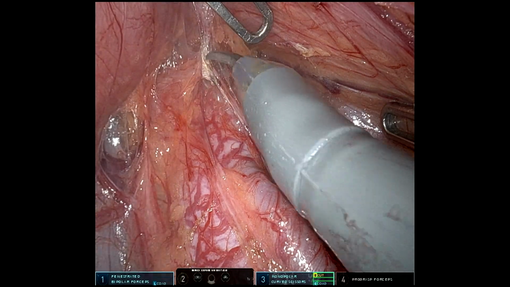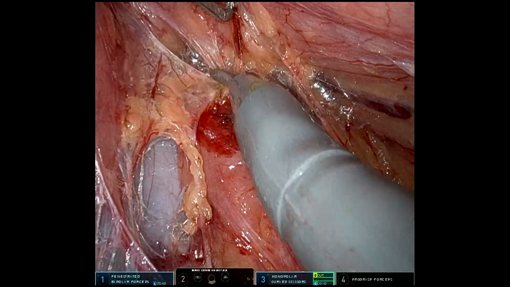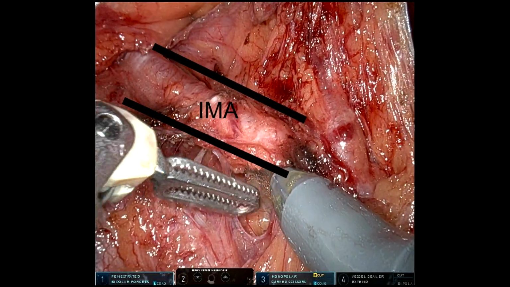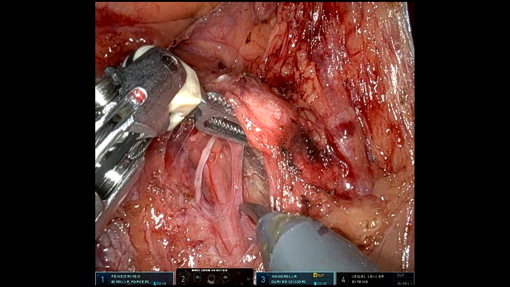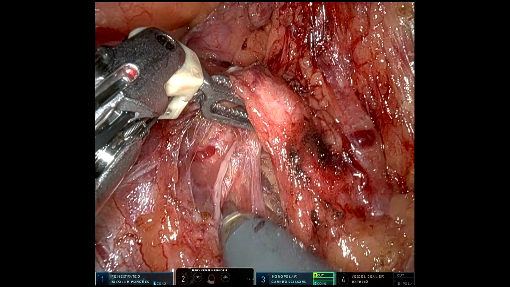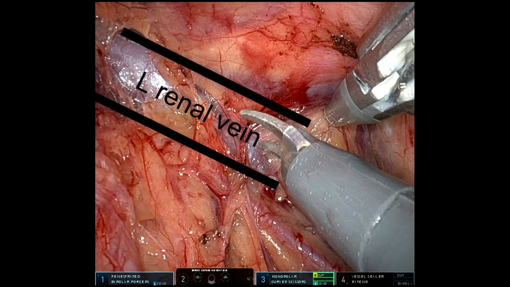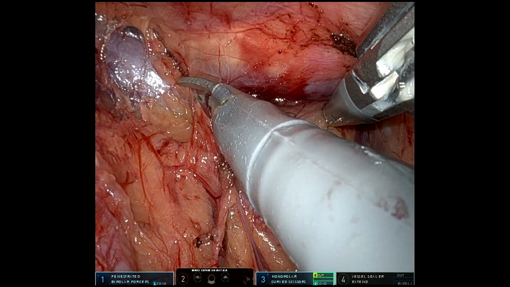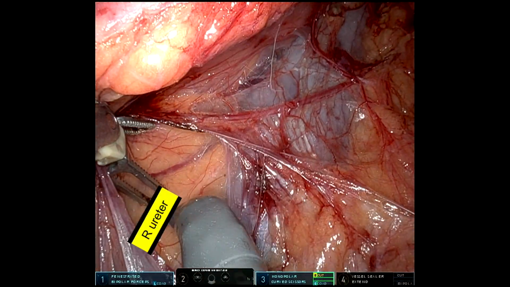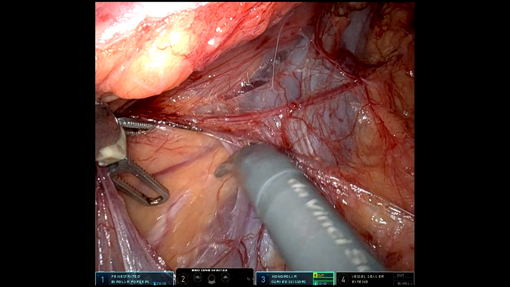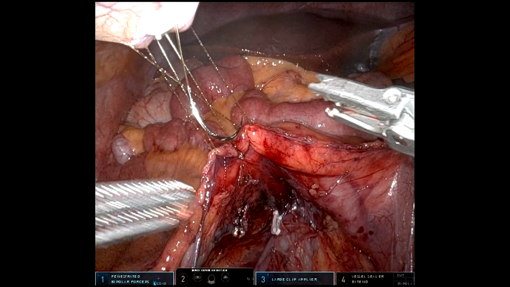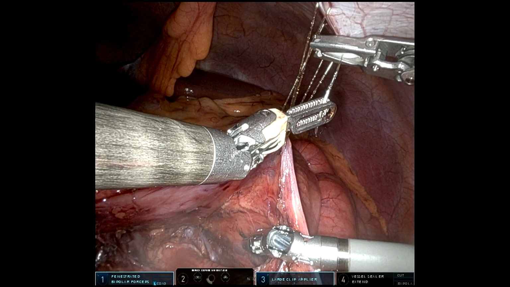The great vessels are revealed by incising the posterior peritoneum and heading towards the ligament of Treitz following identification of the ileocolic junction. The inferior mesenteric artery is spared. The duodenum is identified and the peritoneal flap is elevated, revealing the left renal vein as the superior aspect of the dissection. The right ureter is easily identified during this dissection. The posterior peritoneum is tacked to the anterior abdominal wall.